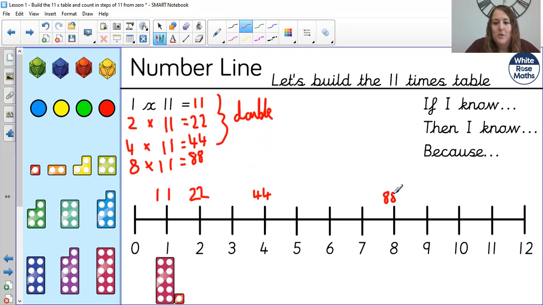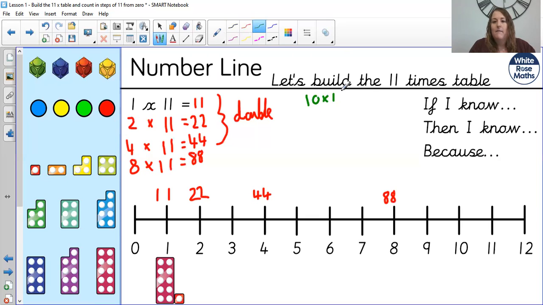I am now going to change colours. So I'm going to change to a green. Again, it doesn't matter what colour you use, as long as they are different colours for your different fact strains. Okay, next easiest one would be my 10 times table.